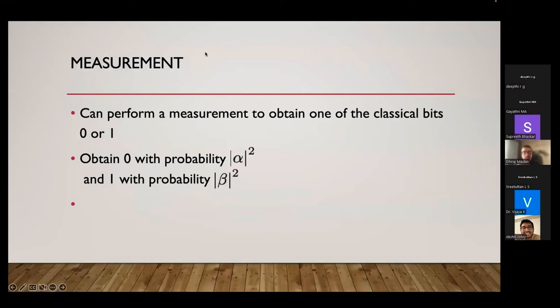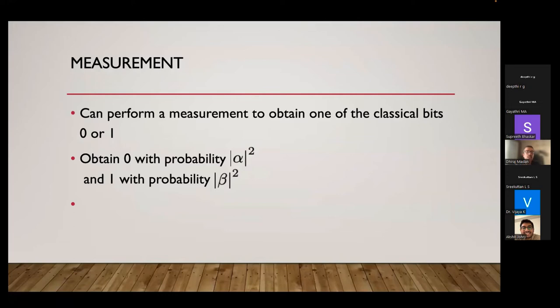So now somebody was asking about the probability part. Essentially, what does this state alpha ket 0 plus beta ket 1 mean? The interpretation of the state only comes up when you make a measurement. Once I make a measurement, I'm going to get 0 with probability mod alpha squared and 1 with probability mod beta squared. So alpha and beta are themselves not the probabilities, but it's their squared magnitudes which form the probability.